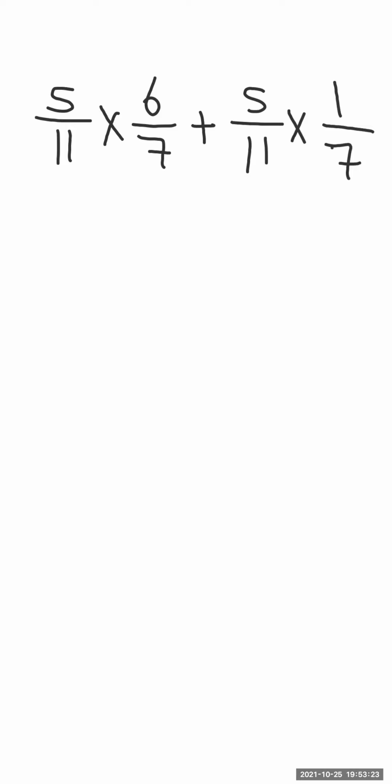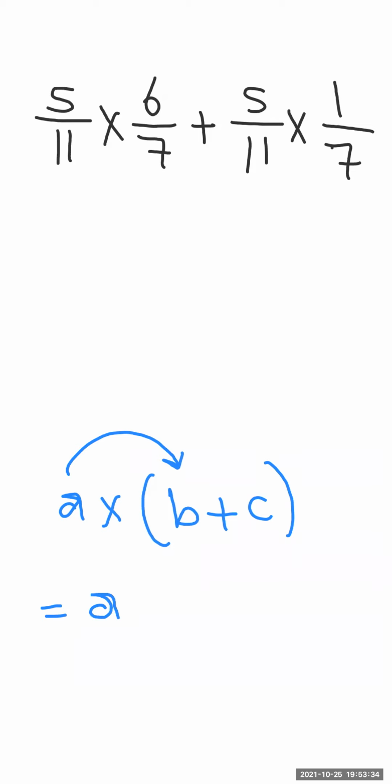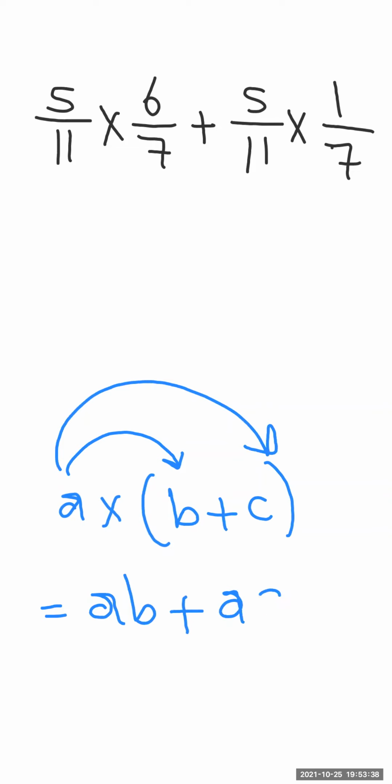Guys, do you still remember that property? It was A times B plus C. So we said that it will equal AB plus AC. So this means A exists here in this term and in this term.